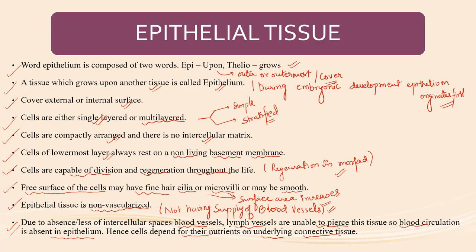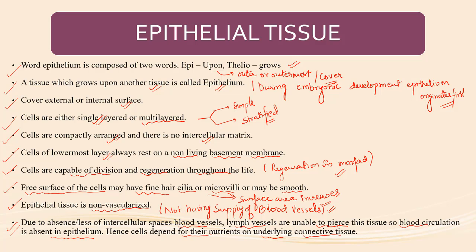Cells are very compactly and tightly arranged over each other, and there is no intercellular matrix, no intercellular spaces, or very few intercellular spaces. The reason is that they have to protect. The cells of the lowermost layer always rest on a non-living basement membrane. The cells of epithelial tissues have marked capacity to regenerate and divide. The free surface of cells might have cilia or microvilli according to the requirement, to increase the surface area.